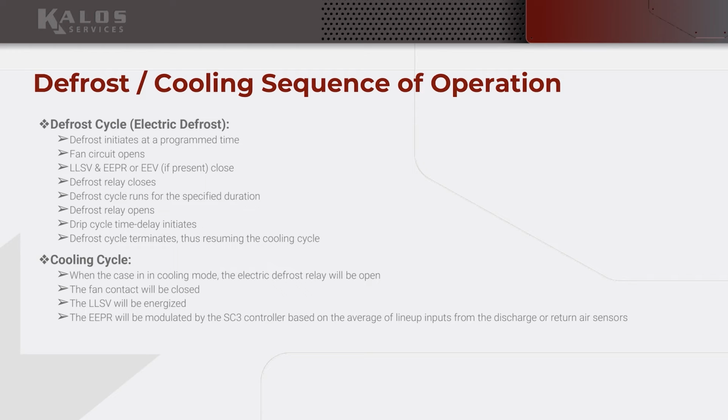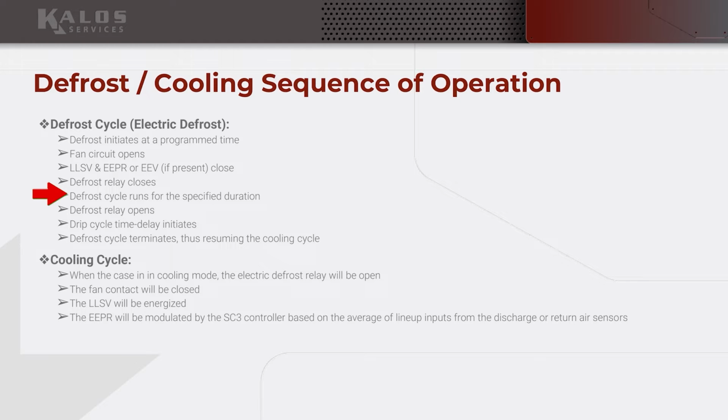So we'll give a very quick explanation of defrost and cooling sequence of operation. We have obviously a cooling cycle and a defrost cycle. The defrost cycle will initiate at a pre-programmed time. When it's initiated, the fan circuit will open. Liquid line solenoids, EEPRs or EEVs, should close to stop the flow of refrigerant. The defrost relay will close in order to provide power to the heating element in the first place.